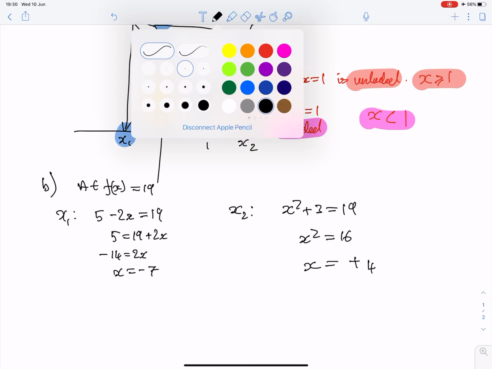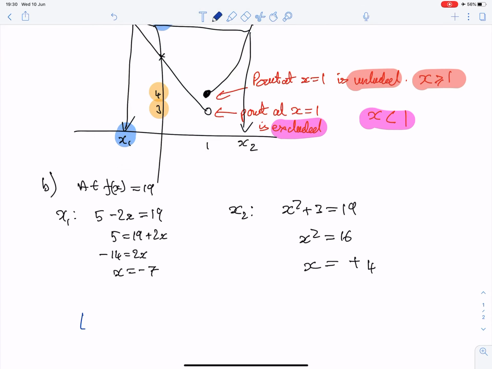Okay, homework from this section. Exercise 2B. Questions to try: question 2, question 4, 7, 8, 9, and 12 should do it. If you're feeling brave, you can try some of the others.